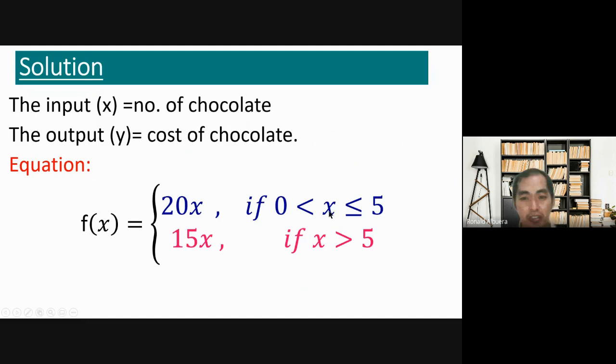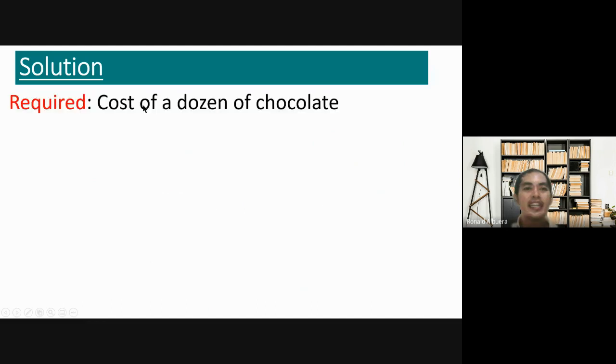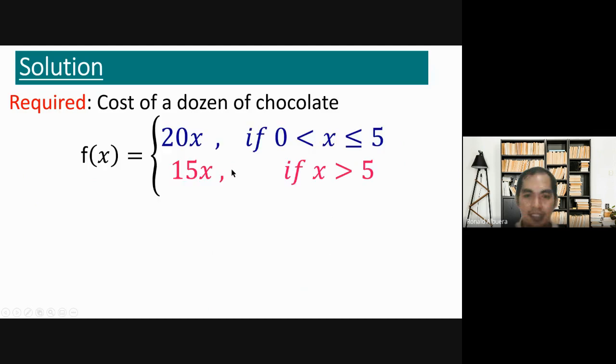If the number of chocolates is 5 or less but greater than 0, it's 20. But if more than 5, if x is greater than 5, the price of chocolate is 15 per piece. This x is the number of chocolates. So, step 3, another requirement is, magkano ang isang dosenang chocolate? The cost of a dozen of chocolate, this is the formula.